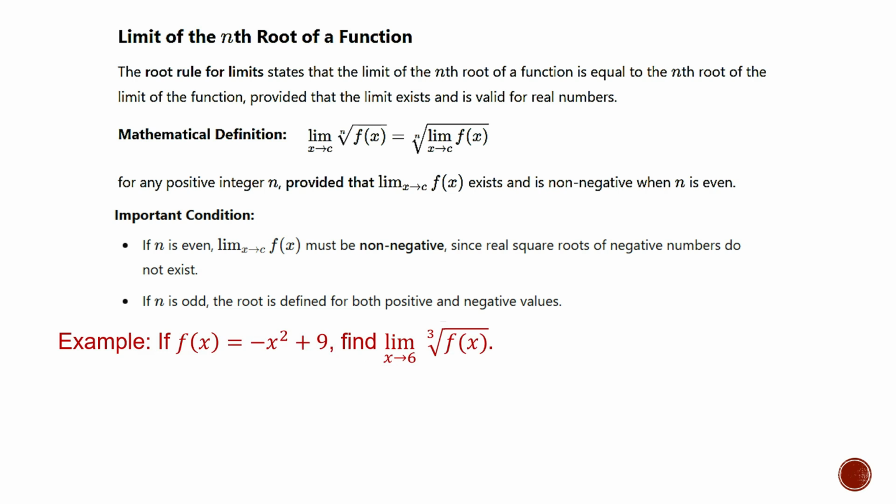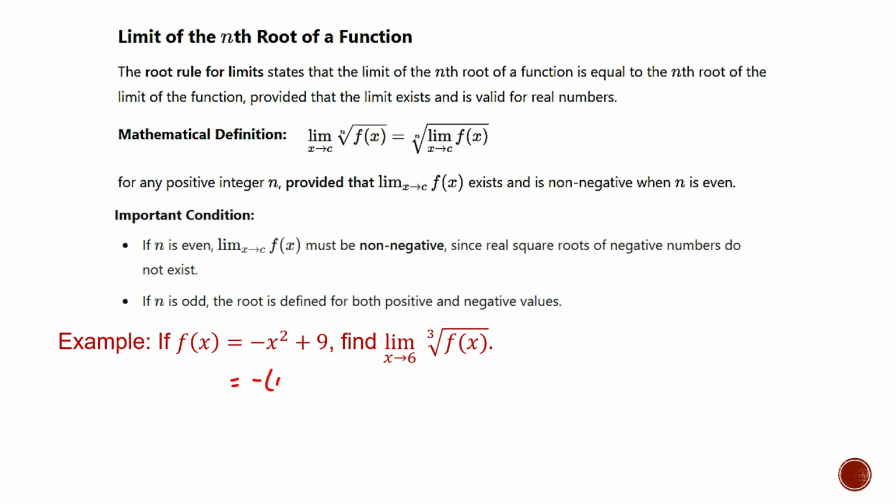Okay, so let me give you an example. Here n is odd, so meaning it depends on f of x. What will be the answer to this? So if you look at the mathematical definition, what we can do again is just evaluate this f of x as x approaches 6.